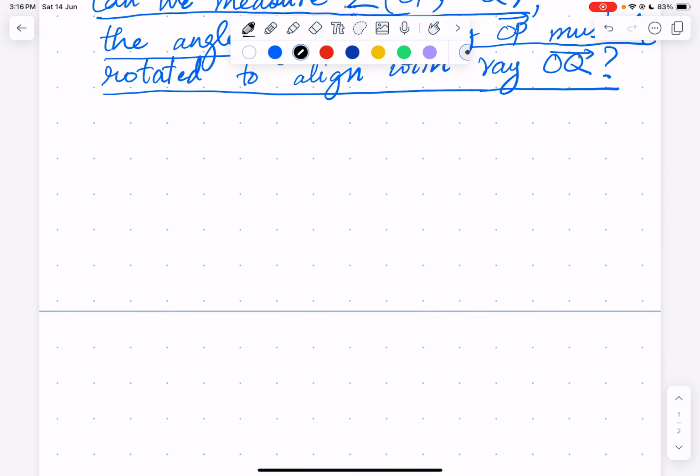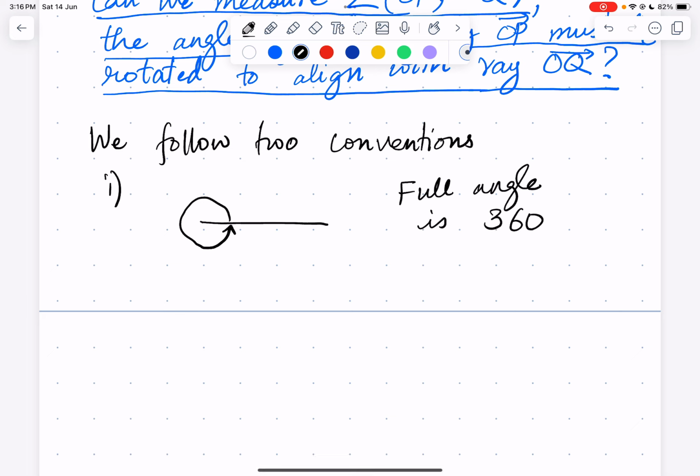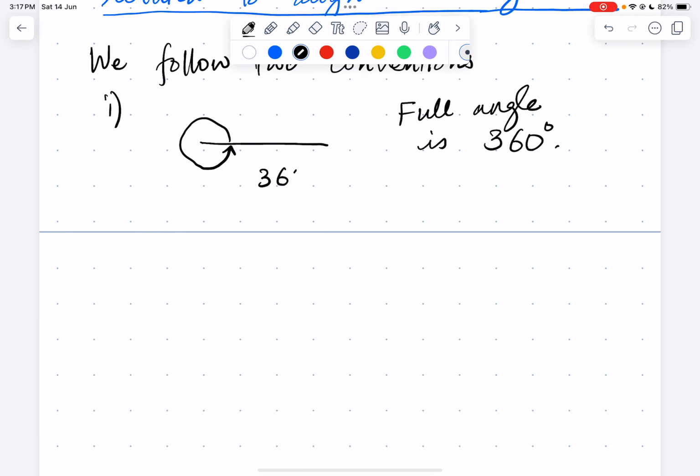So we follow two conventions. These effectively define the way in which we measure angles. So the first convention is the full angle is 360 degrees. Okay, and so this is 360 degrees.